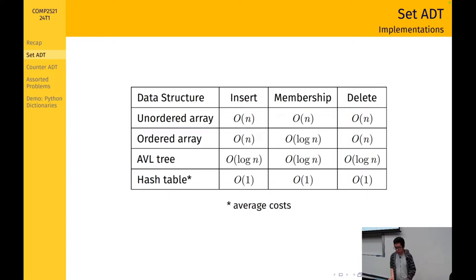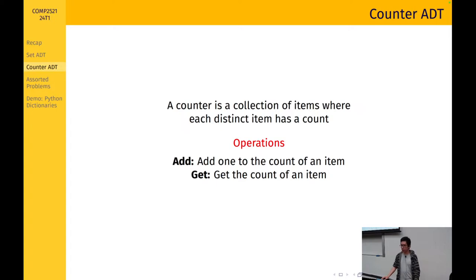Okay, so let's move onwards to our next data structure or data type. The next one I want to look at is called a counter. So what is a counter? A counter is a collection of items, not necessarily distinct this time, but where each distinct item has a count. Basically we can insert whatever items we want, duplicates or distinct elements, but every time we insert something into the counter, we're going to increase the count for it.